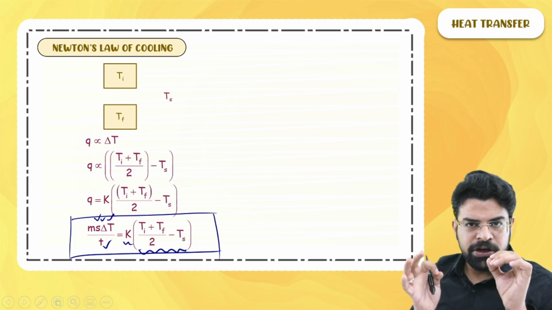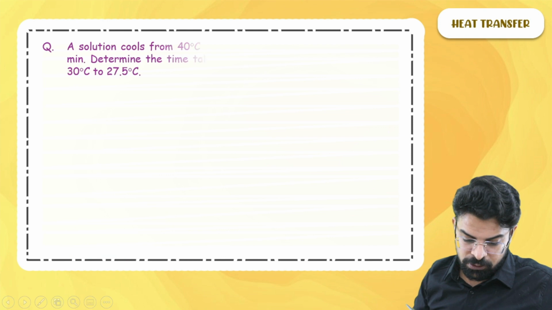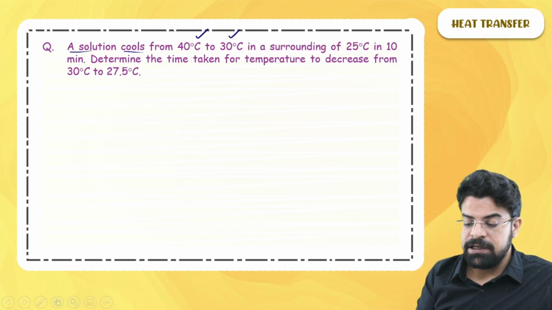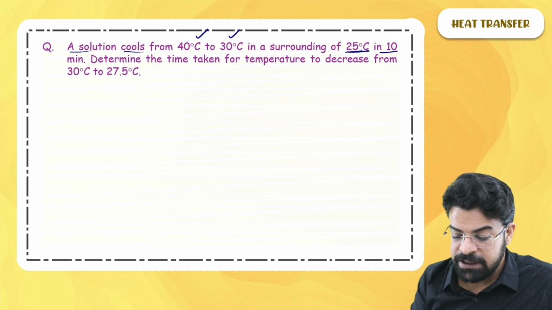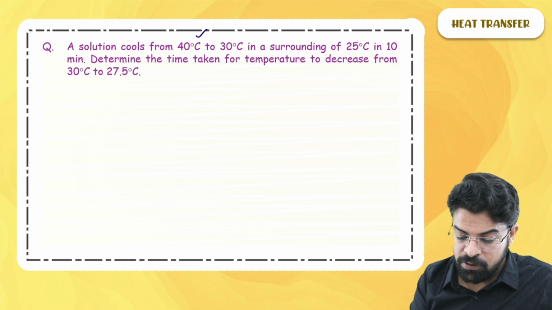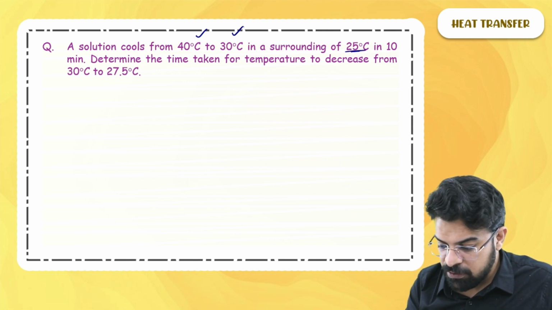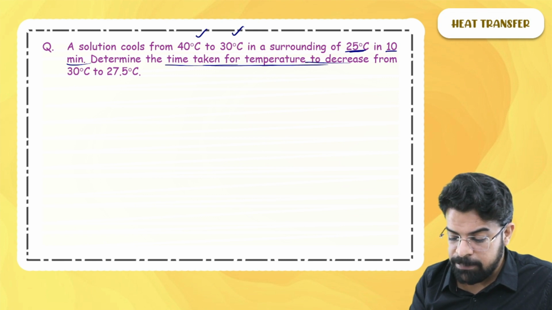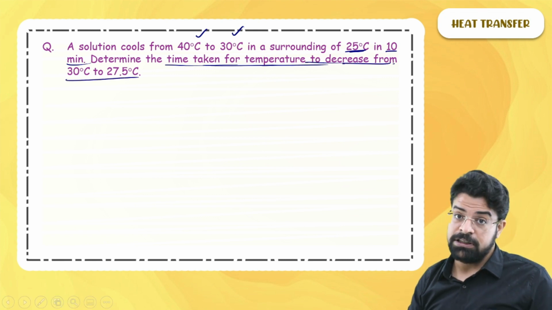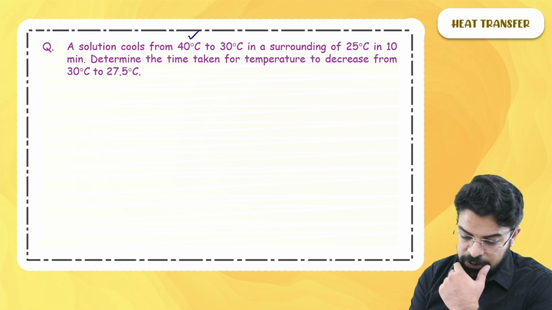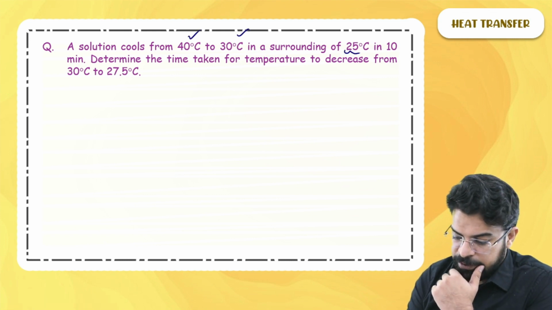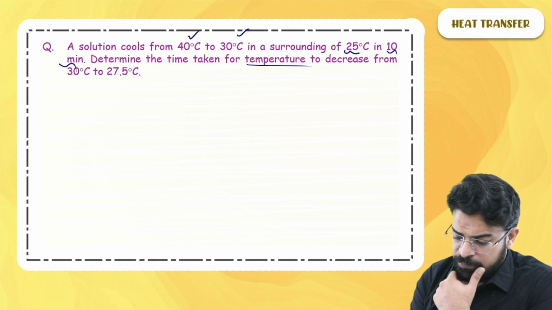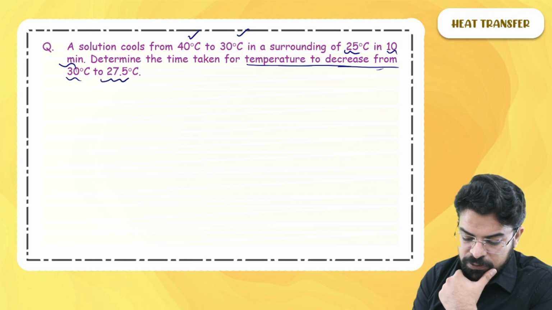So let's see a simple numerical based on this. The numerical goes like this: a solution cools from 40 degrees centigrade to 30 degrees centigrade in a surrounding of 25 degrees centigrade in 10 minutes. Determine the time taken for the temperature to decrease from 30 to 27.5. So if it cools from 40 to 30 in a surrounding of temperature 25 in 10 minutes, determine the time taken by it for the temperature to decrease from 30 to 27.5.